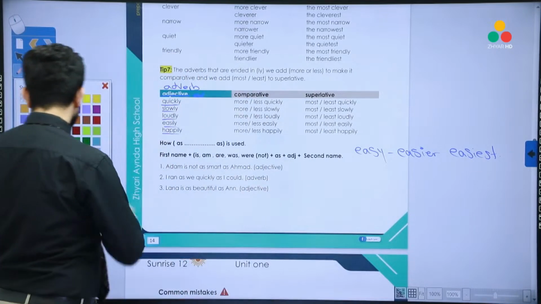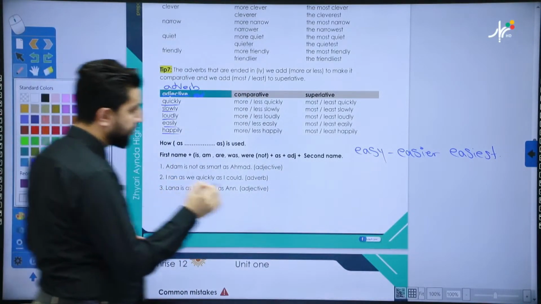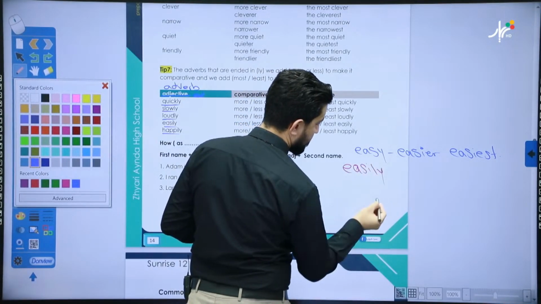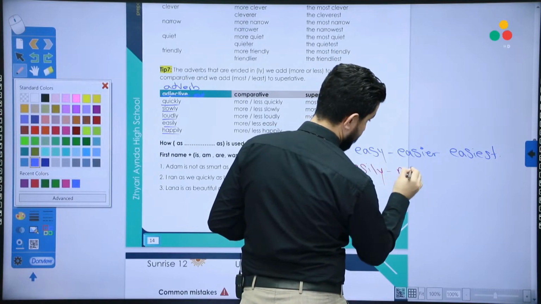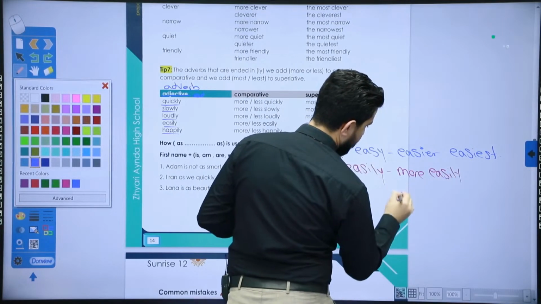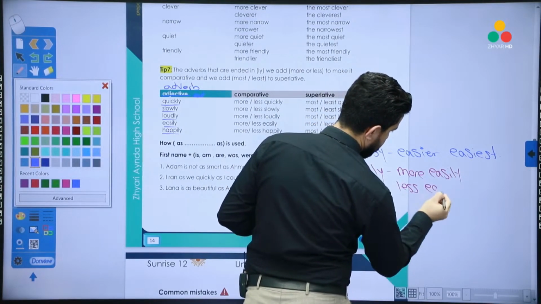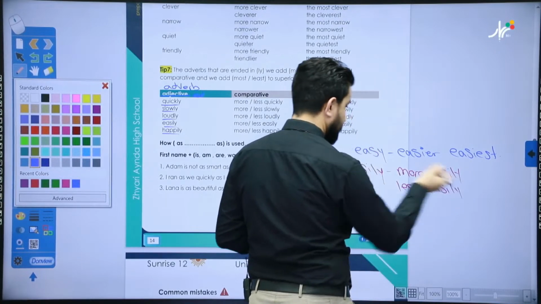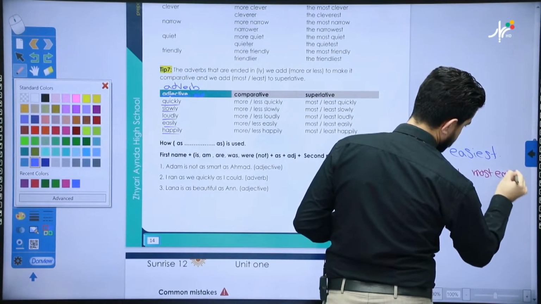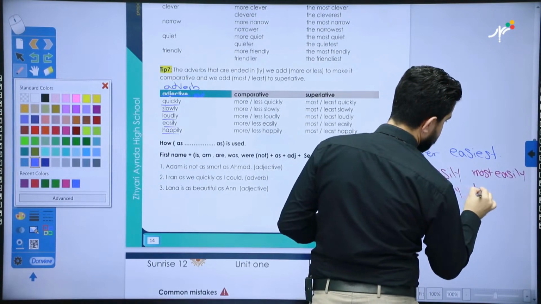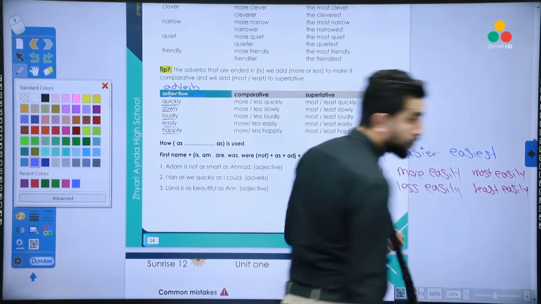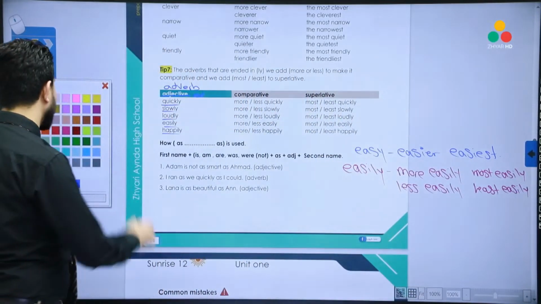The word easy, this one is an adjective, but when we change it to an adverb, easily becomes more easily, or less easily, and here becomes most easily or least easily. Okay, why? Because it's an adverb. So in adverb form, we use it this way.